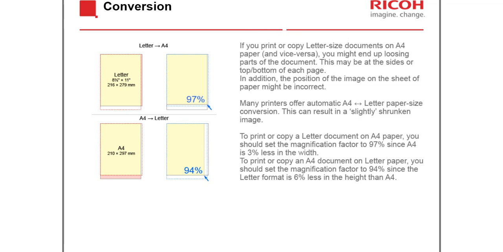To print or copy a letter document on A4 paper, you should set the magnification factor to 97% since A4 is 3% less in the width. To print or copy an A4 document on letter paper, you should set the magnification factor to 94% since the letter format is 6% less in the height than A4.